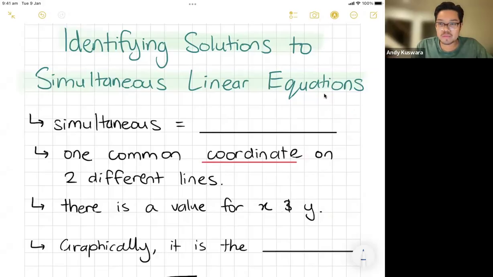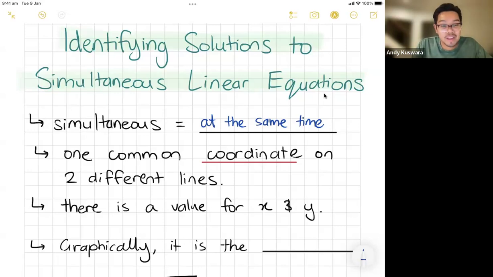So a couple of things to touch on. Please remember when I say the word simultaneous, the actual meaning of the word is that if something happens simultaneously, it means at the same time. So if I am cooking and cleaning at the same time, I would say I'm simultaneously cooking and cleaning. It just means at the same time.